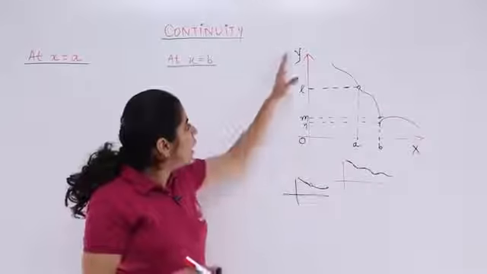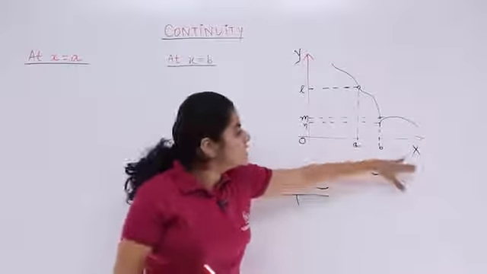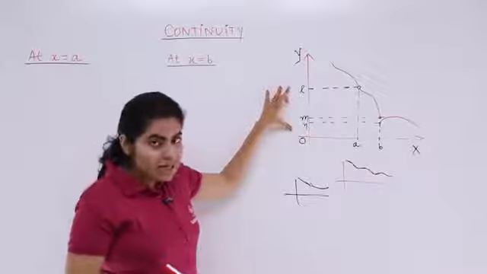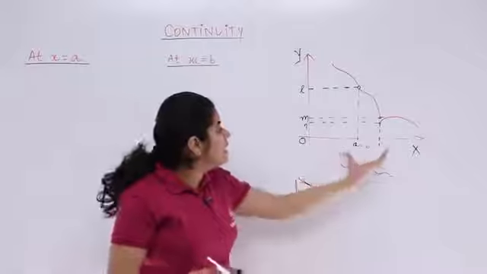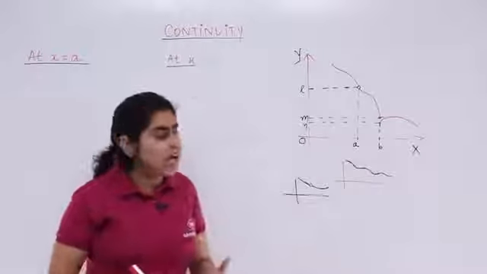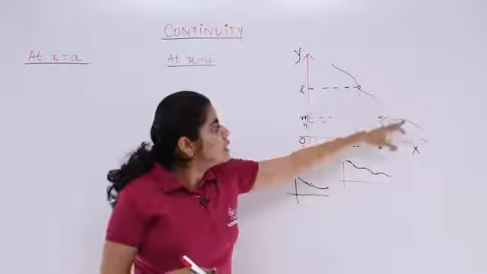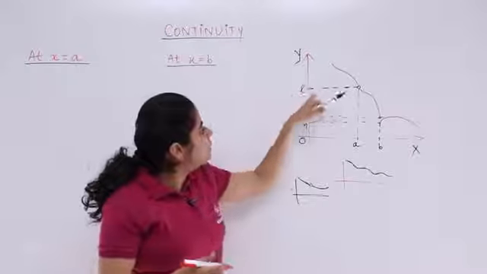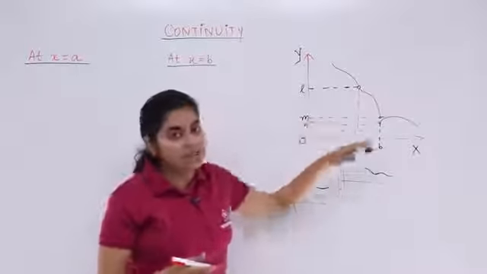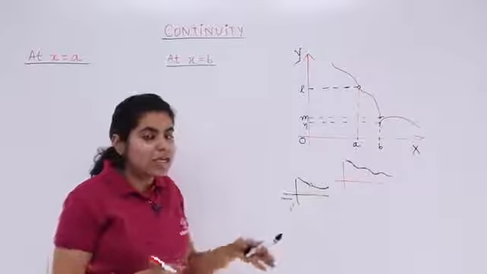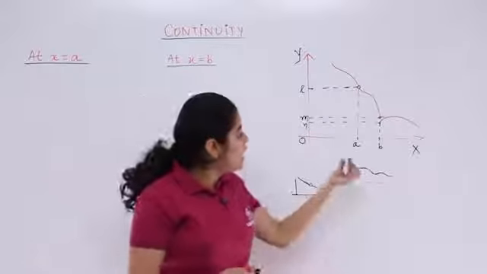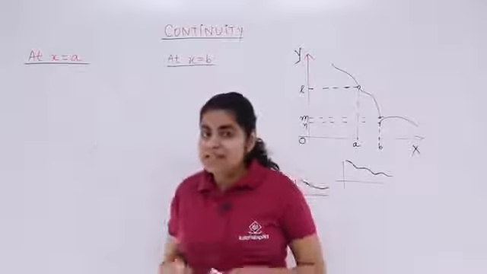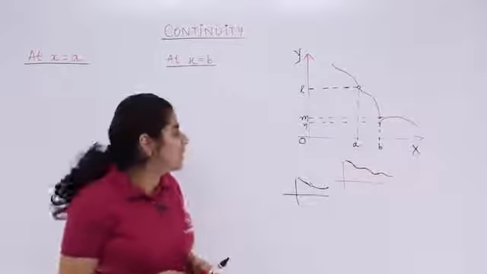So, here I have a graph which has x-axis and y-axis. There are L, M, N on the y-axis, there are A and B on the x-axis. The curve is drawn with the help of the red ink and the black ink is used to support the graph. Now, let's see what happens at x is equal to A. What is the story?